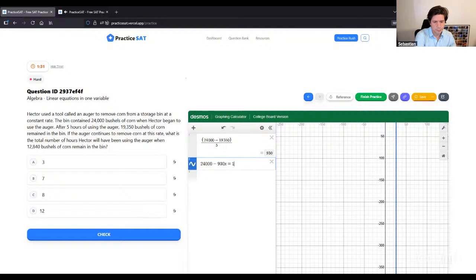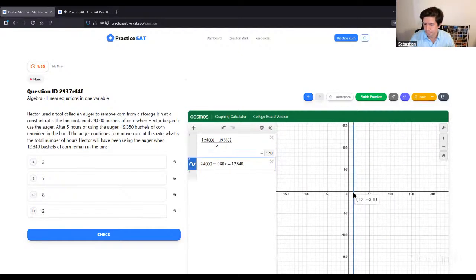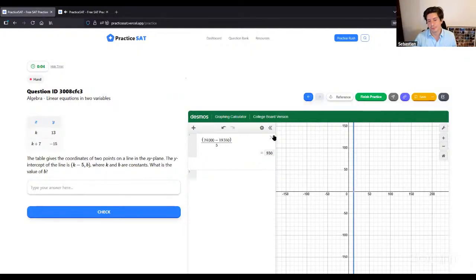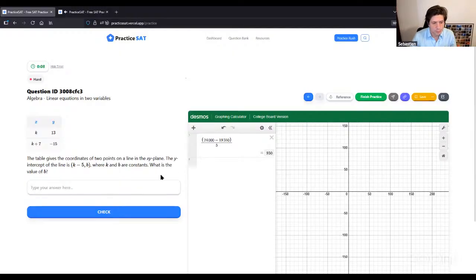Equals 12,840. So it's going to be 12 hours. So it should be D. Nice and easy. The issue with that one is sometimes people do 7 hours because they forget to count the first 5 hours.